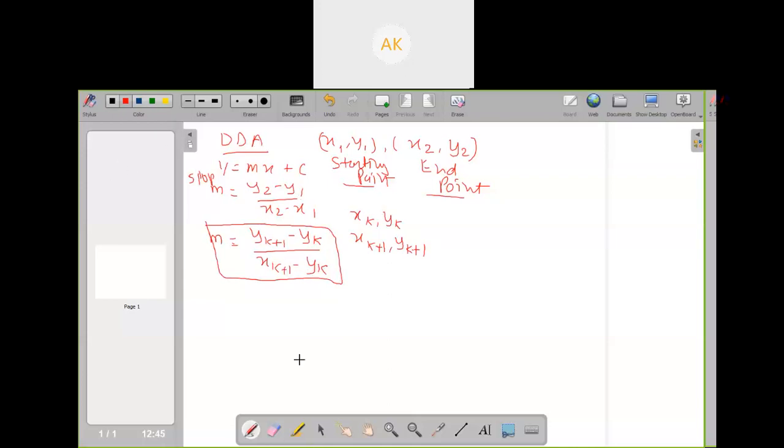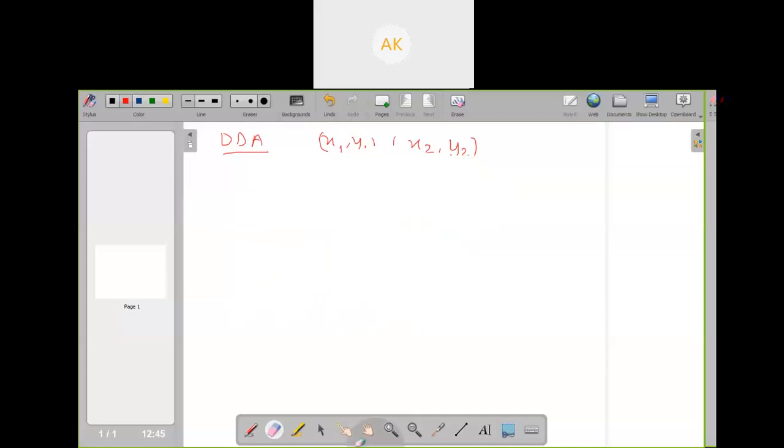There are three cases based on your slope. Case 1, when m is less than 1. Case 2, when m is greater than 1. And case 3, when your m equals exactly 1.